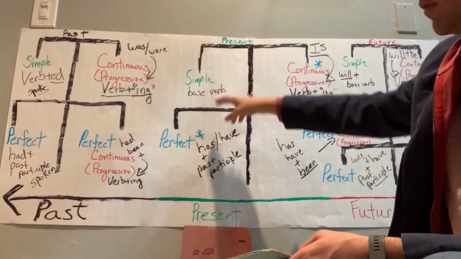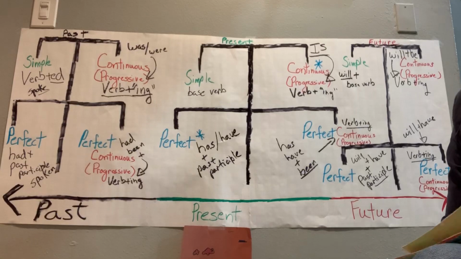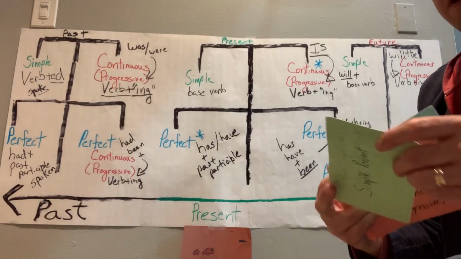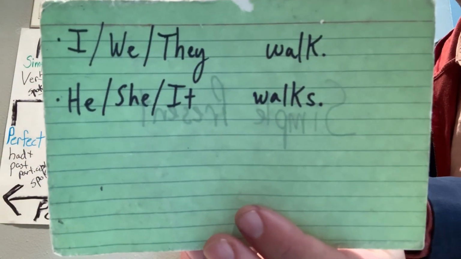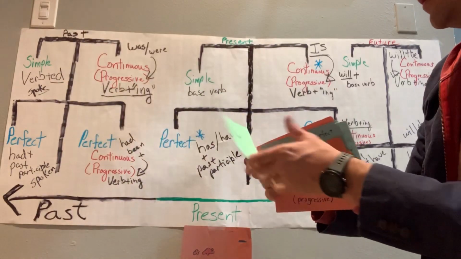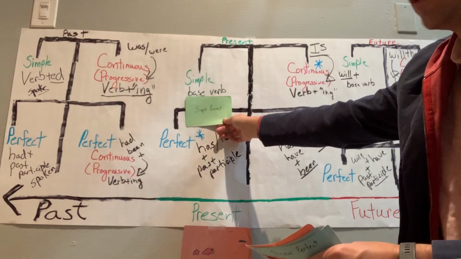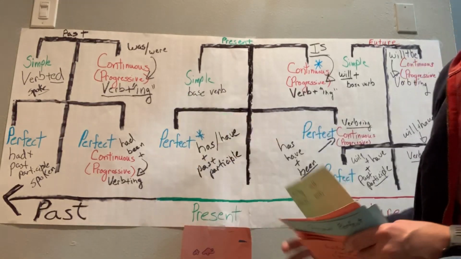So simple present, right? We could just say, I sit, or you sit, or they walk, he walks, she walks, it walks. So simple present, and we're just using the base verb for simple present.